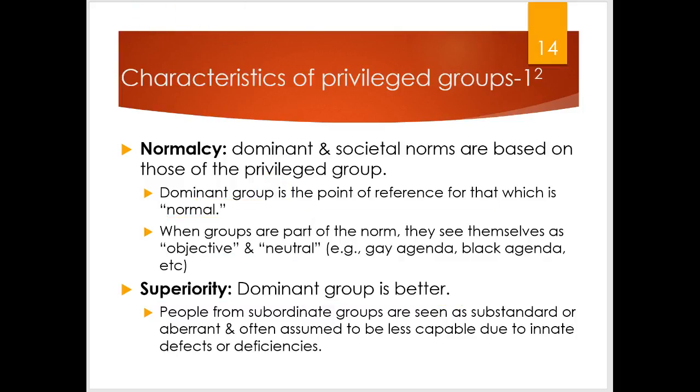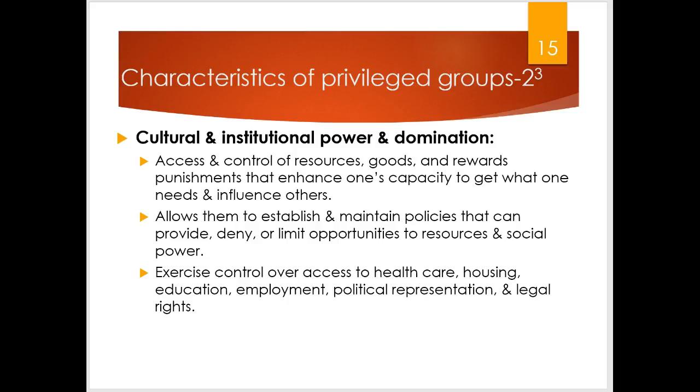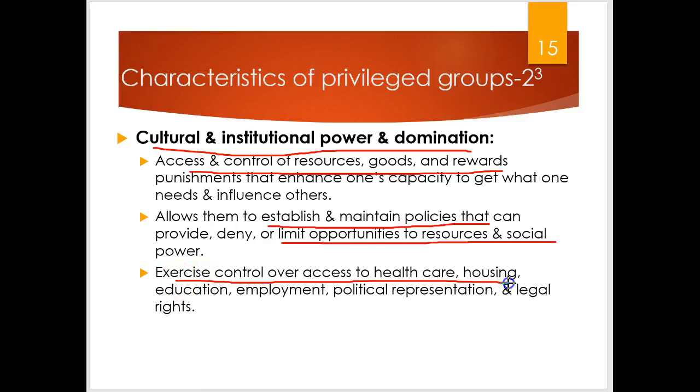Okay, so moving on and continuing to talk about this, another characteristic of privileged groups is this concept of cultural and institutional power and domination. And again, we talked about this a few moments ago. Those in privilege have access to and control resources, goods, and rewards. Okay, what this does is it allows them to establish and maintain policies that limit these resources to other groups. What you see here is that they use it to exercise control over access to healthcare, housing, education, employment, political representation, and legal rights. Again, this is something that people in privilege do. And right now, one of the things about the Black Lives Matter movement is that it's challenging that control held by typically white male groups.